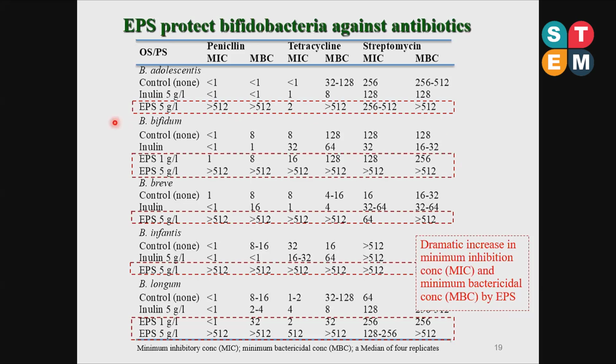So you can see that with the supplementation of 5 gram EPS, the MIC and MBC values are all much higher, at this concentration much higher than the control and also higher than with the inulin. Also, this protective effect changes with the concentration: as the concentration increases from 1 gram to 5 gram, the protective effect increases. So our finding is that the EPS can protect the bifidobacteria against the antibiotics.